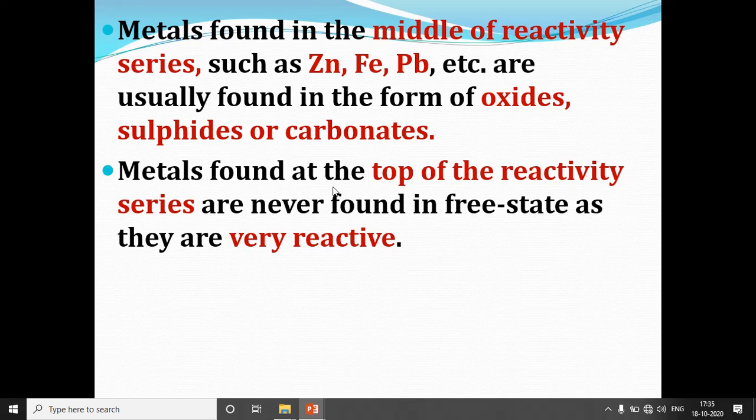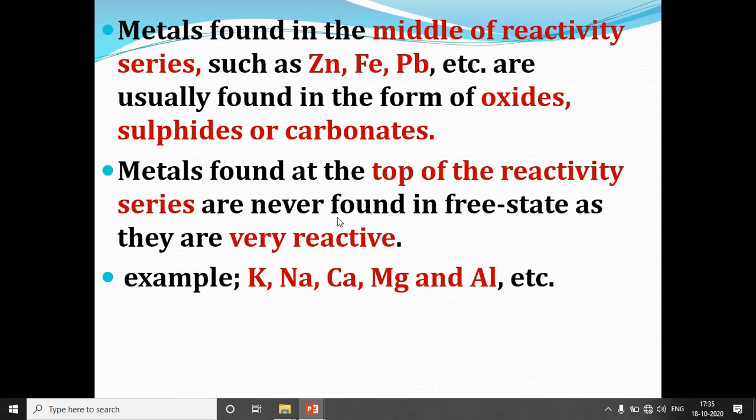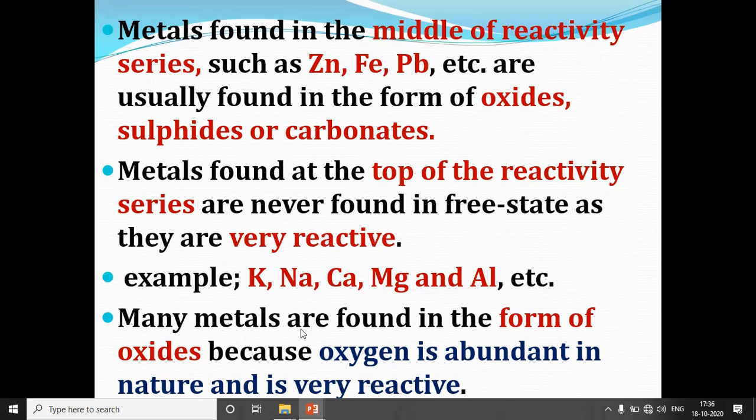And metals found at the top of the reactivity series are never found in free state because they are very reactive. Examples of metals found at the top of the reactivity series are potassium, sodium, calcium, magnesium, aluminium. They are never found in free state. They are very reactive. Many metals are found in the form of oxides. Most of the metals are found in the form of oxides.